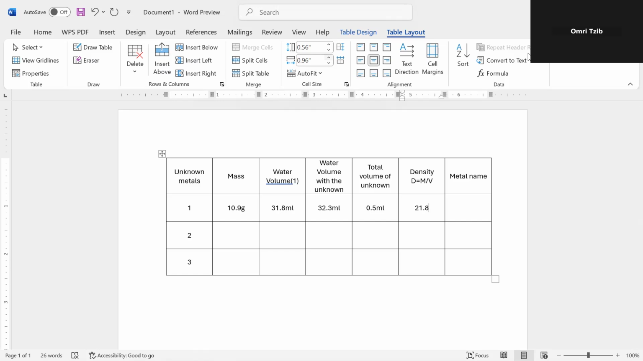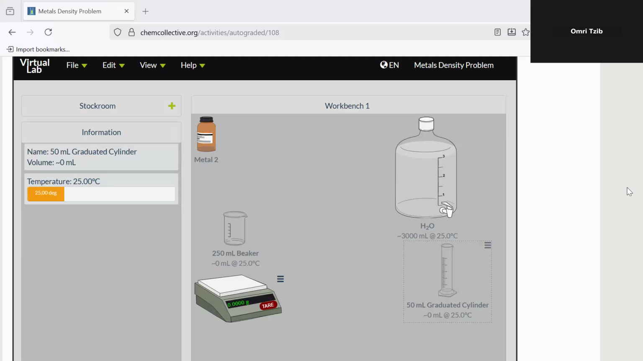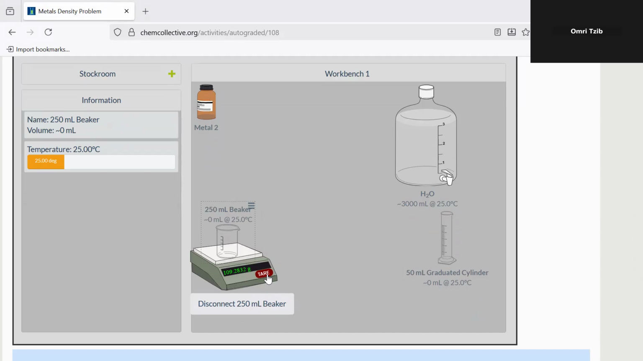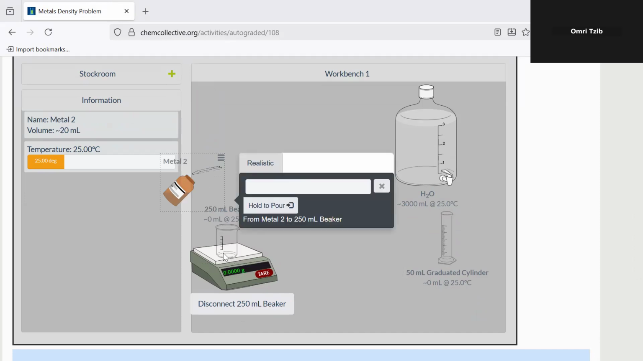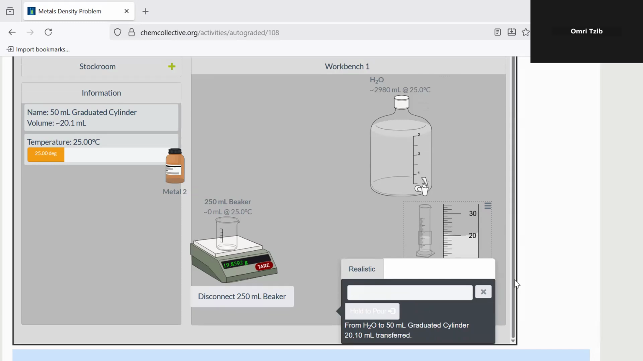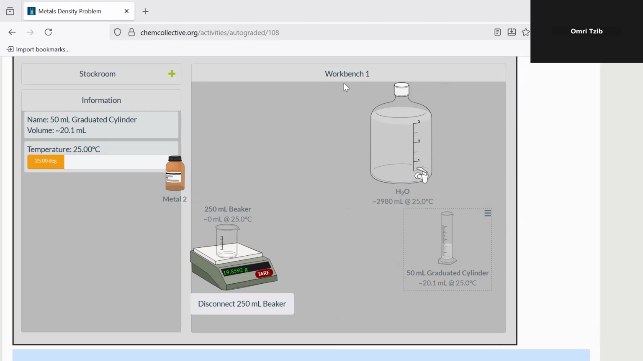Now we proceed with our second. So we just repeat the process again. We place our beaker and tare, add our metal. Now we are given a total mass of 19.86, which we round off to 19.9 grams. Now we add our water. Our amount given is 20.1 milliliters. So now we record this.